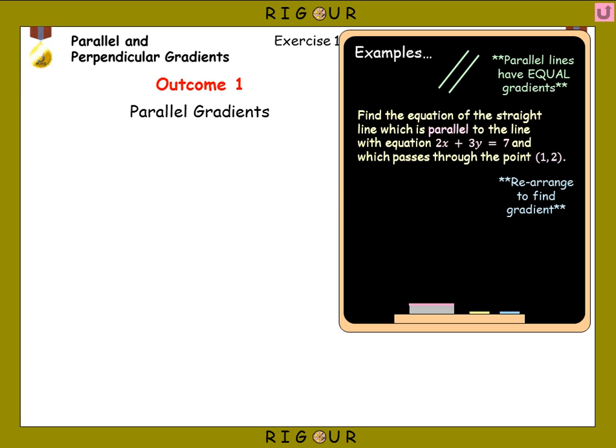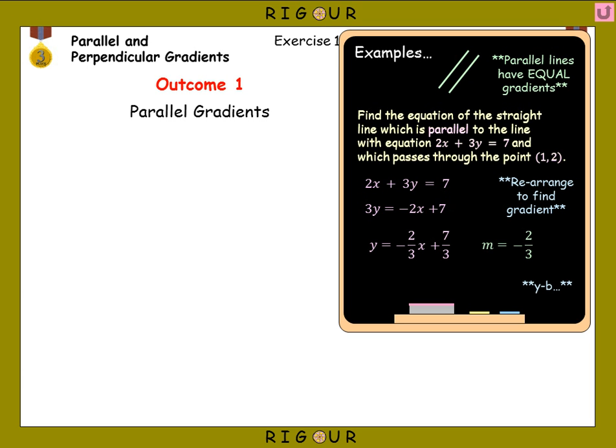So what we're going to do first of all is rearrange the equation to find the gradient. So first of all we get 3y, and we do that by taking 2x from both sides. So 3y = -2x + 7, and then to get y on its own we divide both of these terms by 3. So y = -2/3 x + 7/3. So we've now rearranged the equation into the form y = mx + c, so we can quite easily read off the gradient. It's just the number next to the x, so the gradient is -2/3.